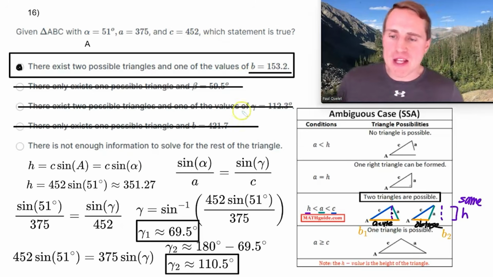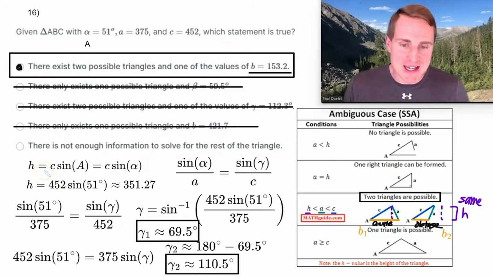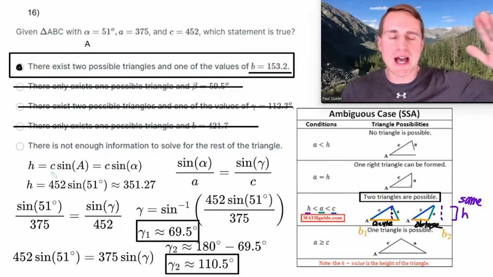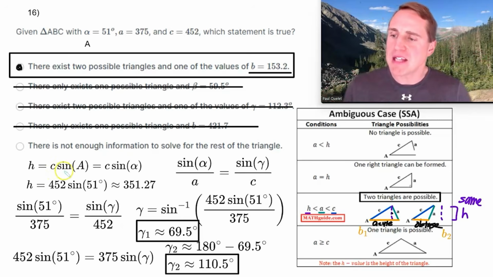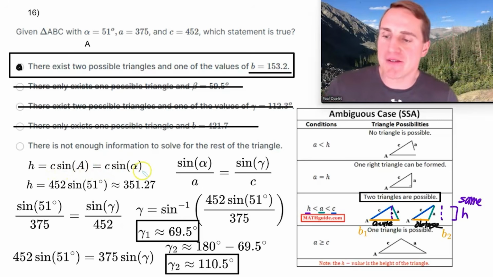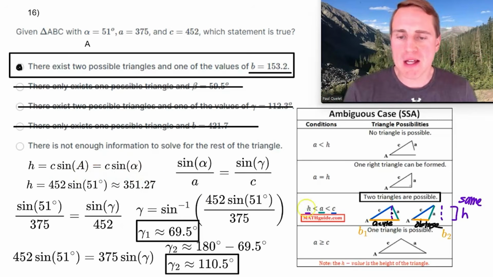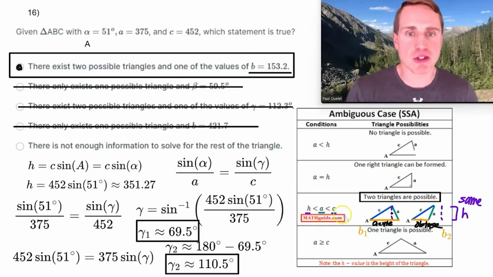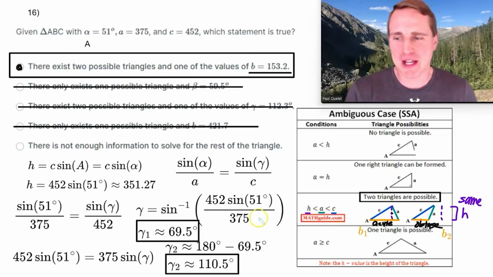The way to know that is you have to calculate H. H is the height of the triangle. H comes from the side in between the known side and the angle, that's C, times sine of the known angle, in this case sine of alpha or sine of A. Because that was smaller than either of the two known sides, we are going to get two triangles.